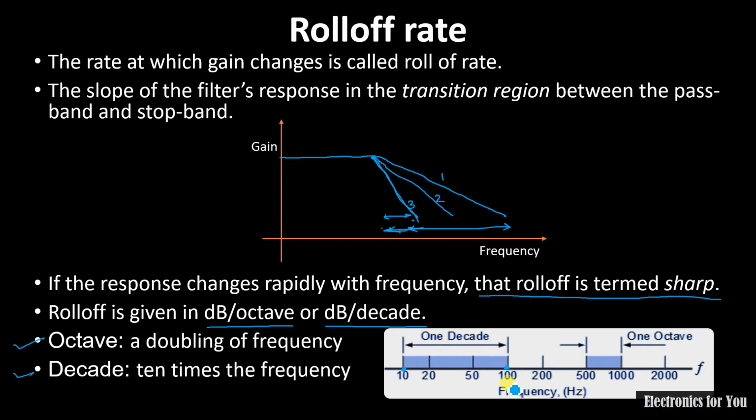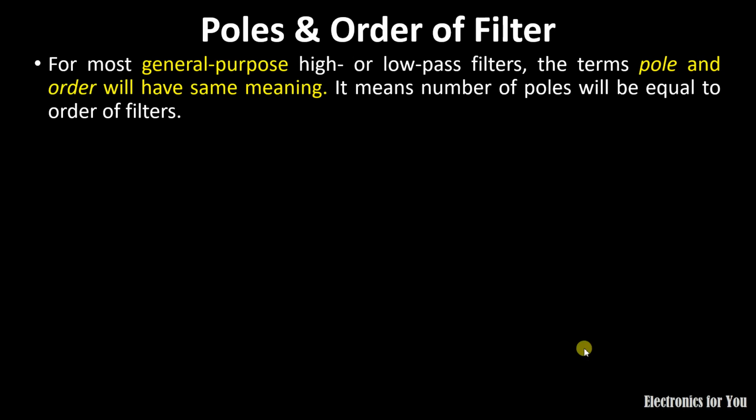If the change is from 100 to 1000, that is, if the frequency is increased by 10 times, then again it is called one decade. And the doubling of frequency, say if it is changed from 500 to 1000, that is just a doubling of frequency, it is called an octave. So this is octave and decade.